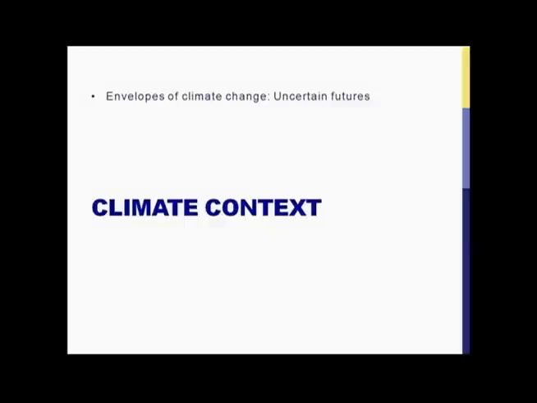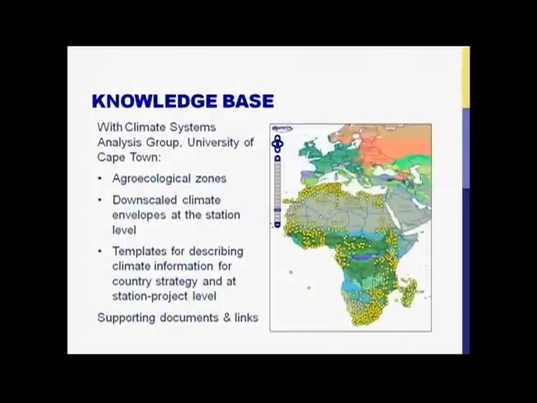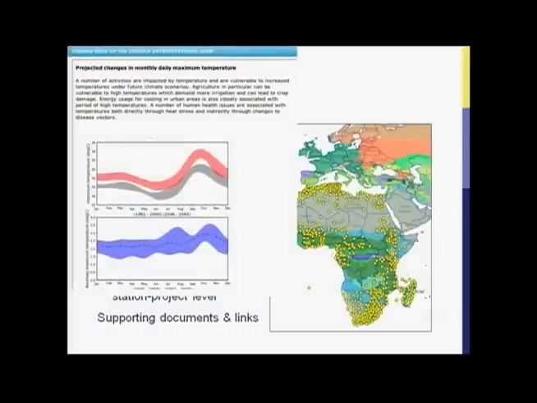Now, the foundation of that, on that first slide in the sense of the knowledge base, is an understanding of climate change in Africa. And we're using an archive developed by Bruce Hewitson and his colleagues at the University of Cape Town, which starts with a global agroecological map of the world. You can then select a country. The country will bring up the stations for which they have downscaled climate scenarios.